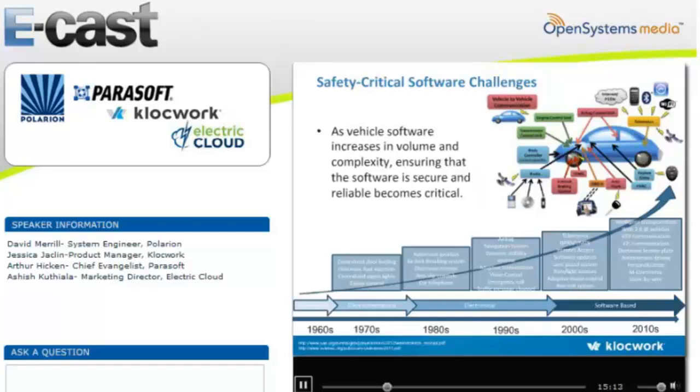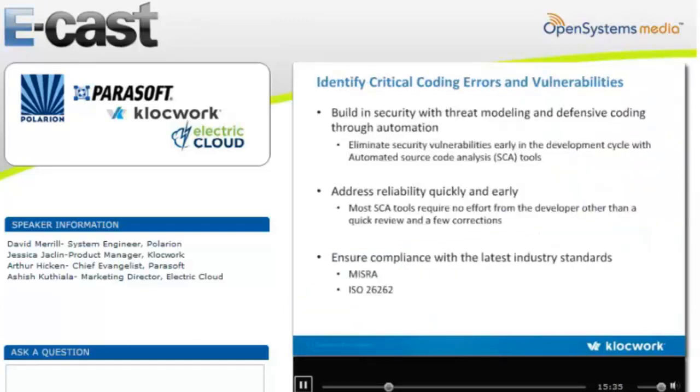We can now get into vehicles through long range, short range, and direct connection to do things that we weren't able to do before. As such, safety has become a greater and greater concern. So if we go to the next slide, one of the things that we can do going forward to make sure that our vehicles are safer overall is the first step, to identify critical coding errors and vulnerabilities. Three of the areas that we can do that with would be making sure that you build in security with threat modeling and defensive coding.